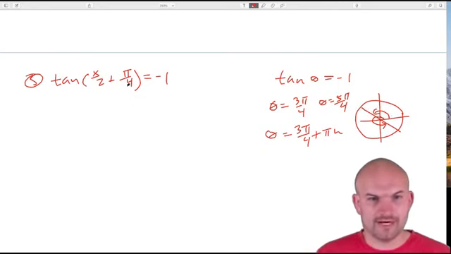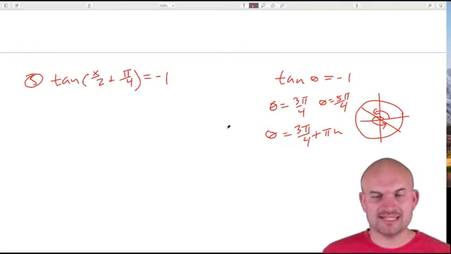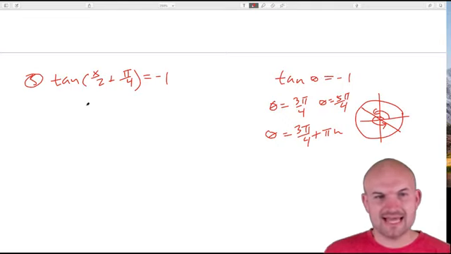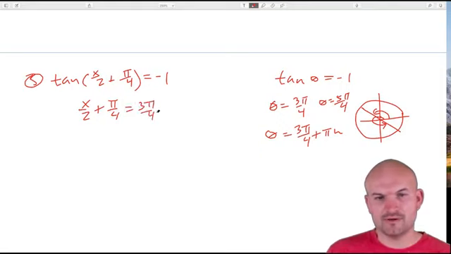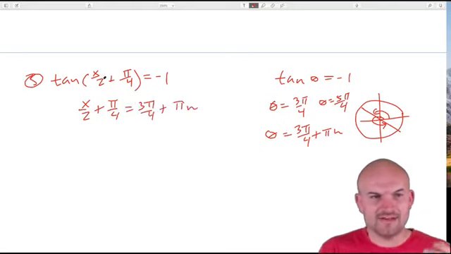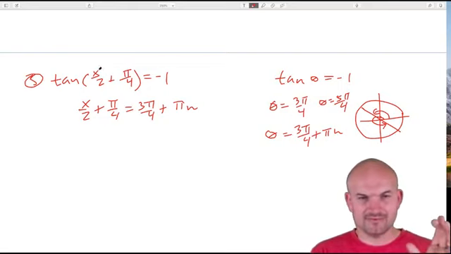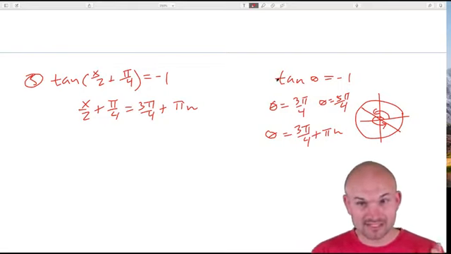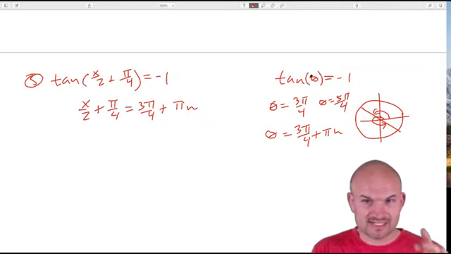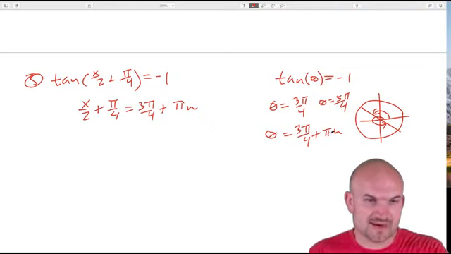Now, what do we do over here? Well, the interesting thing with this case is we're going to solve it the exact same way. The only difference is instead of solving for theta, it's now going to be x over 2 plus pi over 4 is equal to 3 pi over 4 plus pi n, right? If this was just tangent of theta equals -1, we would have theta, or what's inside the parentheses, equal to 3 pi over 4 plus pi n.